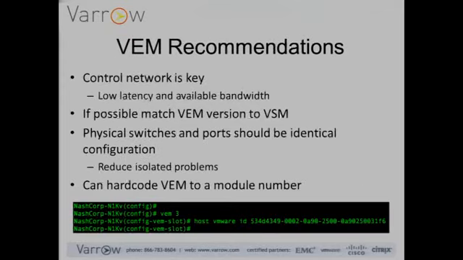Quick recommendations. Control network is key. I already told you this. Match the VM and VSM version. You can upgrade one, like the VSM, to a newer version, usually one level up. Then the VEM, always suggested to run them at the same level. Physical switches and ports should be identical configuration. We covered that. And if you always want a certain vSphere host to always be a certain module number, you can hard code things. Really, they should always stay the same module number, but Louis says he gets this question a lot, so I added it.